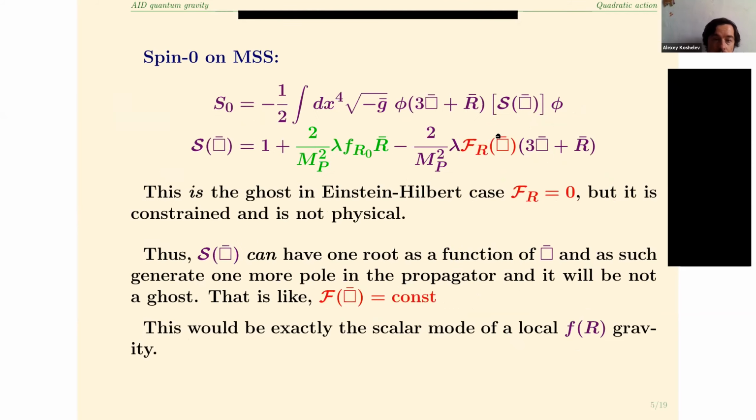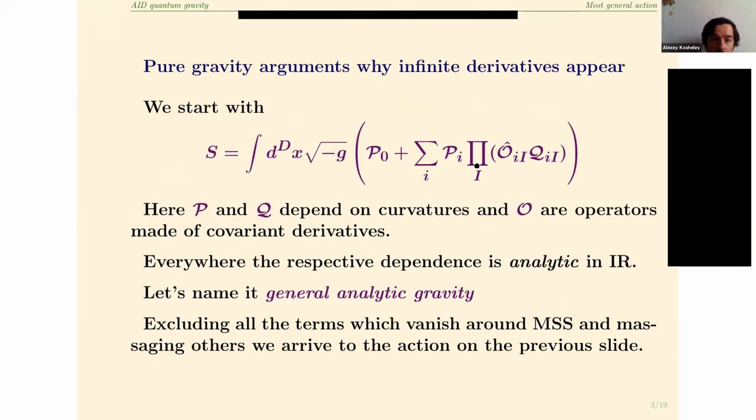Analogously, we can consider the spin 0 part. This is practically the scalar degree of freedom, like in F of R gravity. Again, we have the same structure: this unit comes from GR, the green term comes from local R squared gravity, and the rest comes from whatever more generic function F_R of box. Let me now return a little bit to my action, how it looked here.